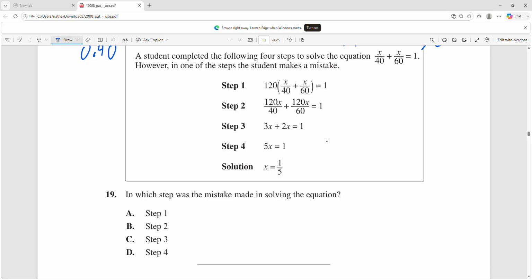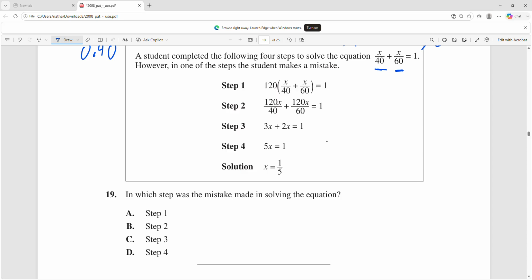So let's just go one by one. What did they do here first? So what they're doing, they're multiplying by 120. Why did they do that? Because they're trying to eliminate these denominators. So they picked the lowest common denominator for those, right?